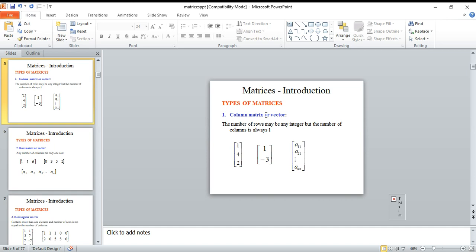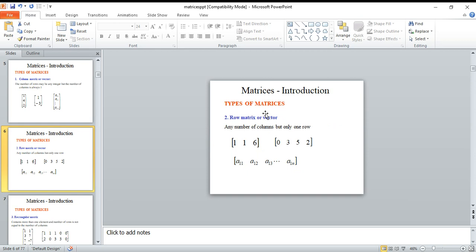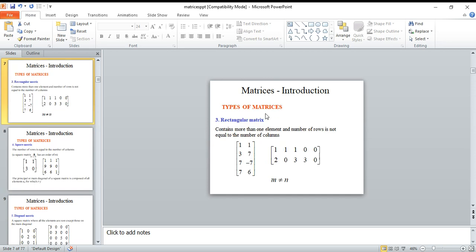A matrix that contains a single column is called a column matrix. Whatever the number of rows, it is a column matrix if it has a single column. Row matrix: a matrix that has a single row and any number of columns is called a row matrix. A single row is a row matrix.